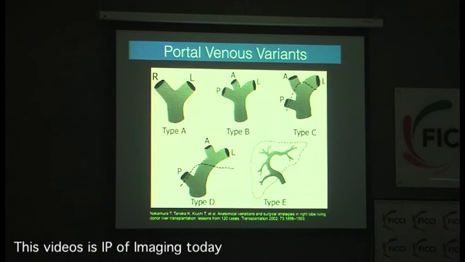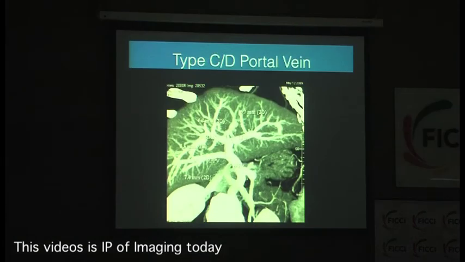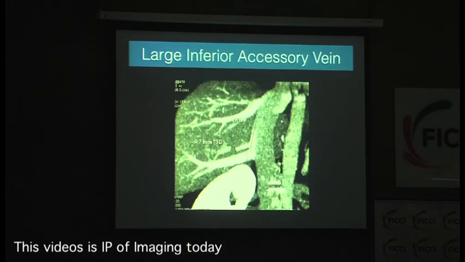Portal venous variants, this is the Nakamura classification. This is a type C, type D portal vein. Type C is extrahepatic bifurcation, type D is intrahepatic. I am not going to go into that. Inferior accessory veins are something that you should tell the surgeon about. They get surprised if they are doing a hepatectomy and there is something which is not coming off the liver. It's always good to tell them.